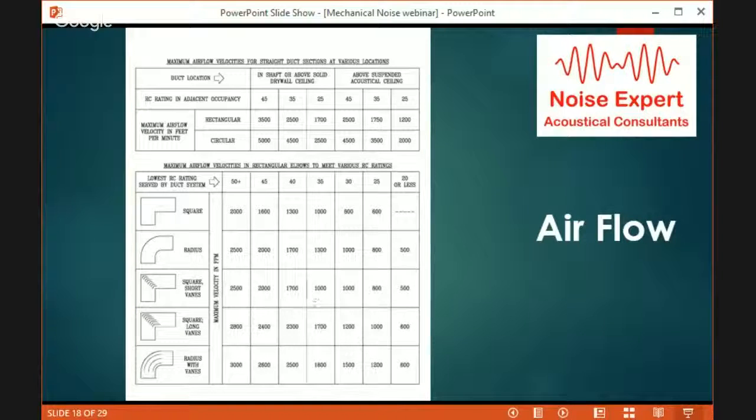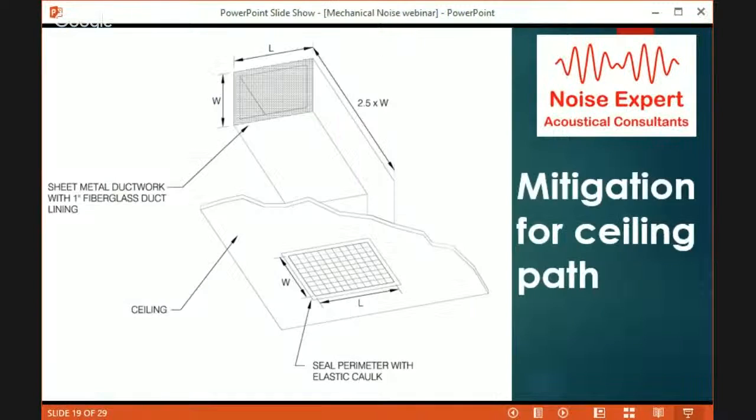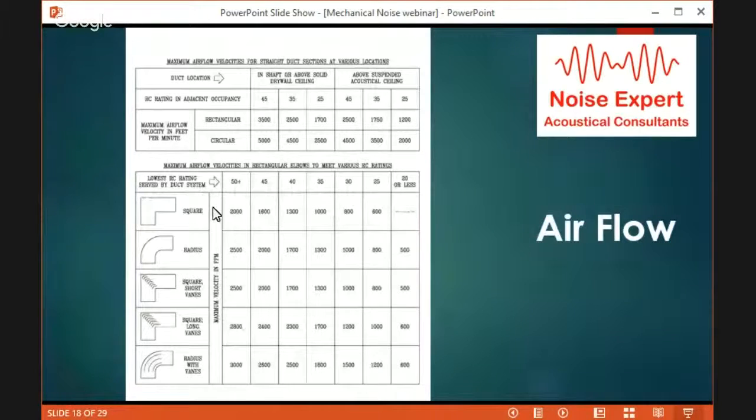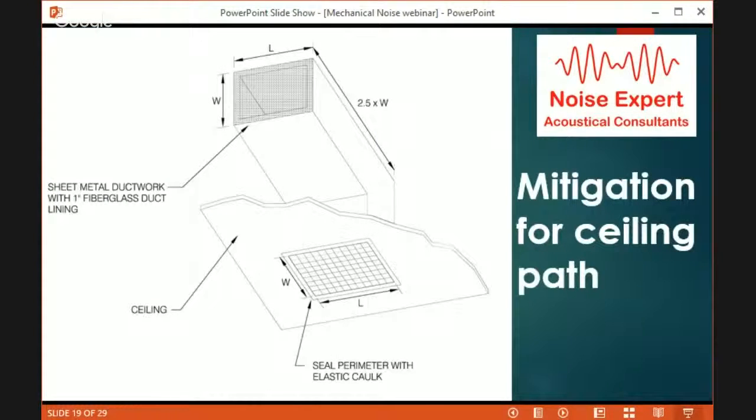And these are some guidelines with the airflow, what kind of flow for what kind of criteria. And mostly what we see is just straight elbows, and it's fine. It can be predicted what the noise generated by that transition is, and if it's an issue, we can tackle it after. So this is what we see as mitigation, or what we provide as mitigation a lot of times for these ceiling paths.